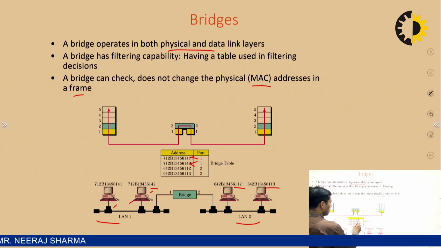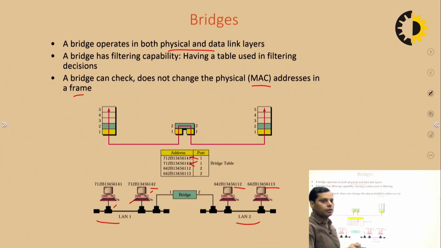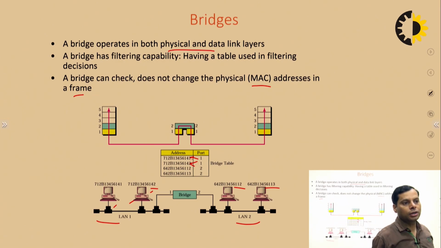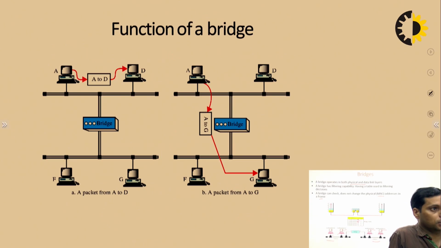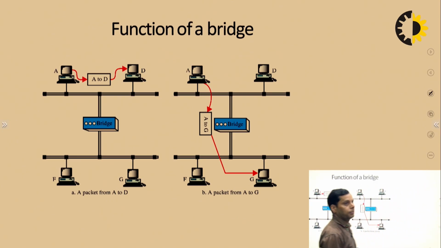Similarly for port 2, the bridge will create its own table, so it can be used to know where the MAC addresses are and where the data packet can be transferred. Looking at the functioning of this bridge in the first figure, a packet will move from A to D, where the two LANs are connected with each other with the help of this bridge. But A to D, it will move directly.